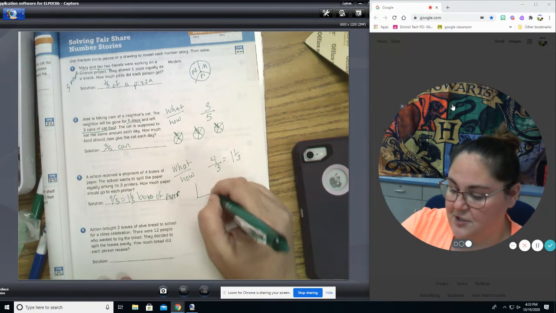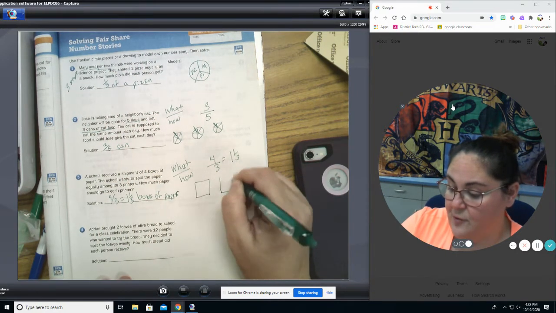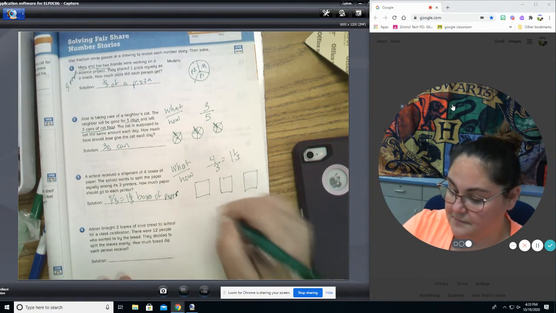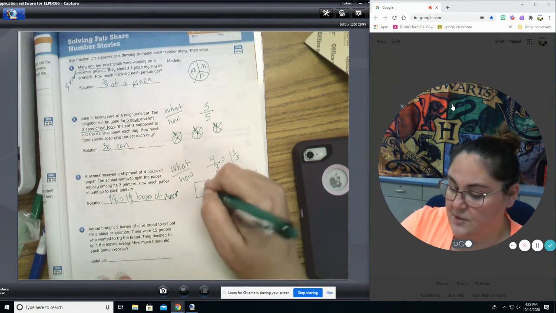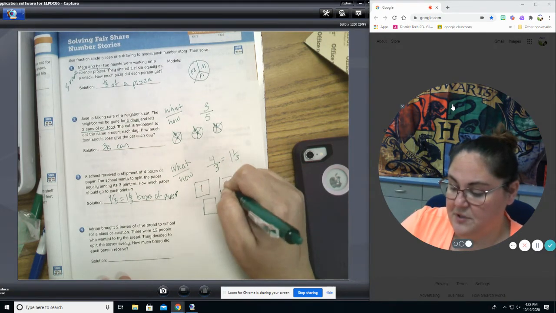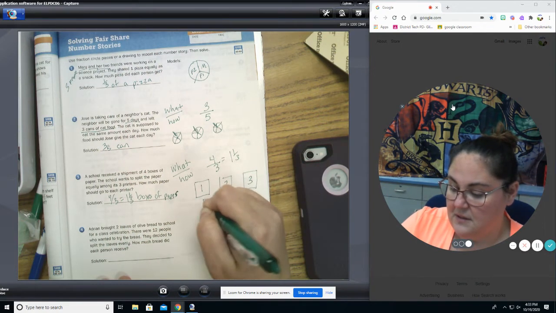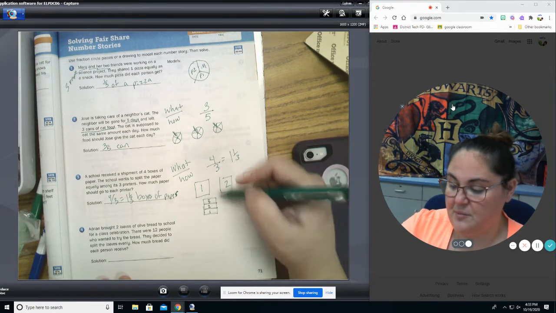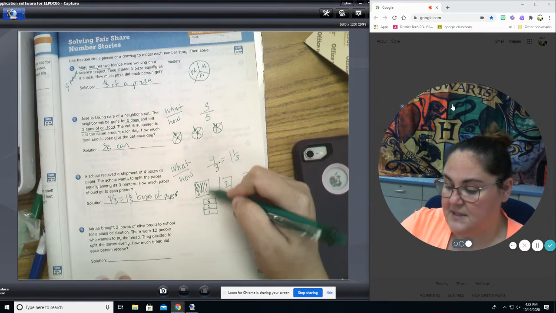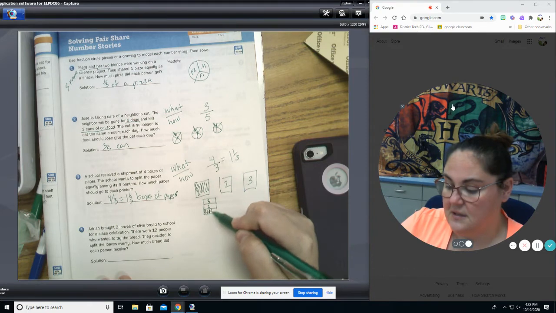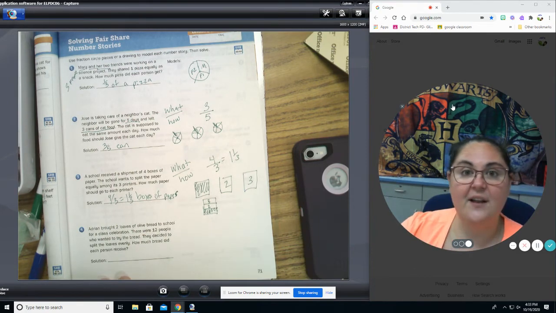If I'm going to draw my picture, I'm going to draw my 4 boxes. So this is printer 1. This is printer number 2. This is printer number 3. That means that printer 1 is going to get 1 full box and 1/3 of another box.